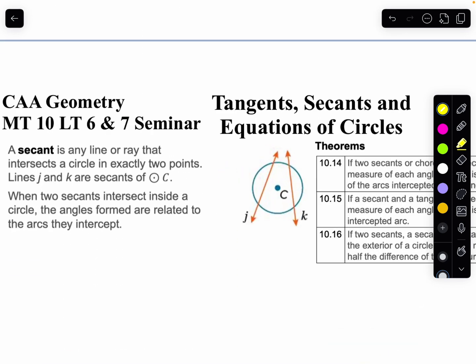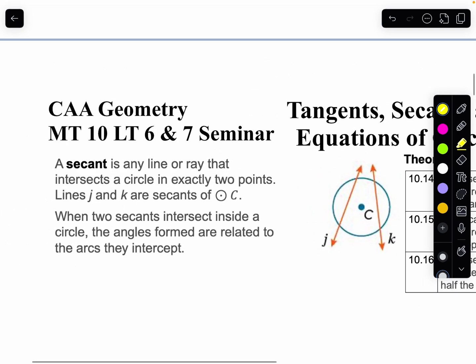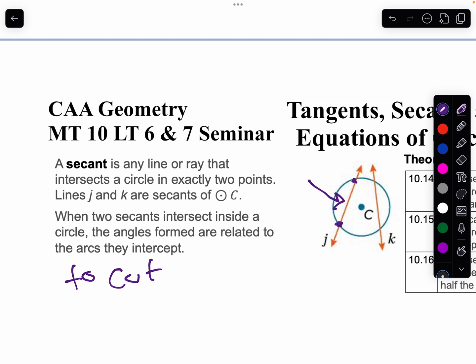First off, secant. Secant comes from the word secare, which means to cut. So in other words, it's a line that cuts through a circle. Notice a secant contains a chord, but the secant is the entire line, so it goes through the circle.